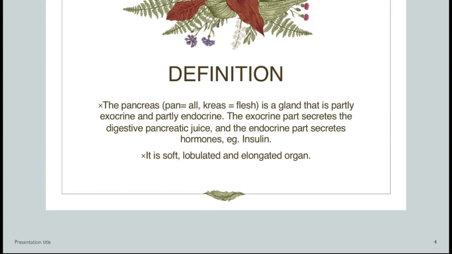Definition: the pancreas, pan means all, creas means flesh, is a gland that is partly exocrine and partly endocrine. The exocrine part secretes the digestive pancreatic juice. The endocrine part secretes hormones, for example, insulin. It is a soft, lobulated, and elongated organ.